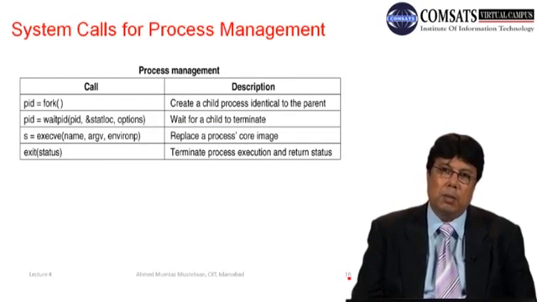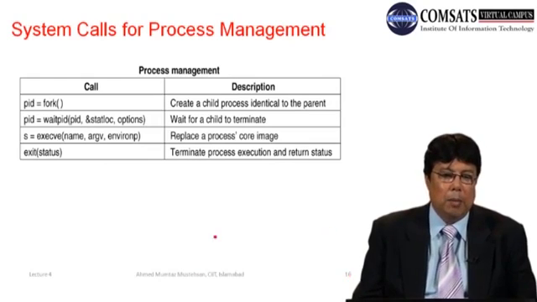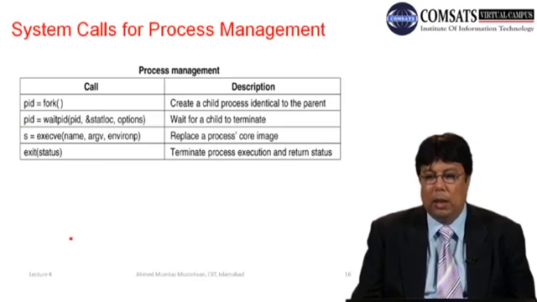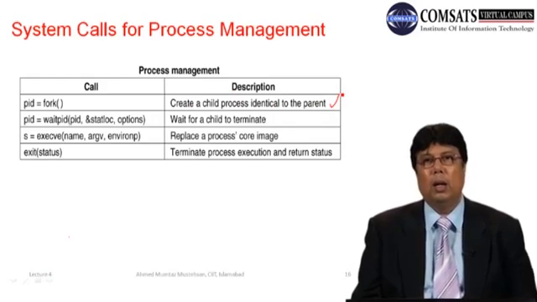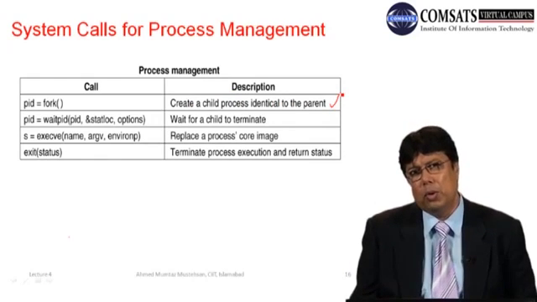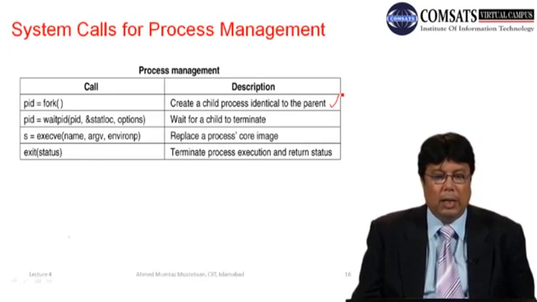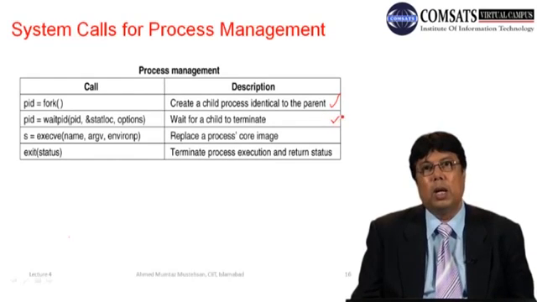There is process management system calls. For example, PID equals fork. Where is my cursor gone? It is here. It creates a child process identical to the parent process. The fork command is used in Windows to create a process, and in Unix we also use fork. Then next is wait. PID waits for the child process to terminate.